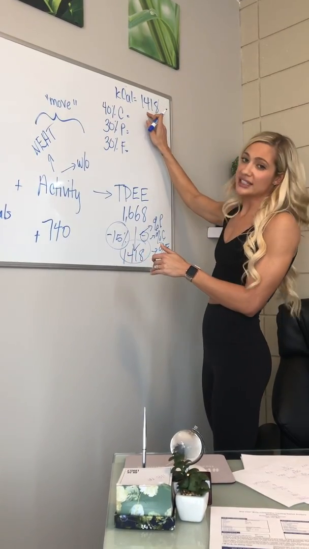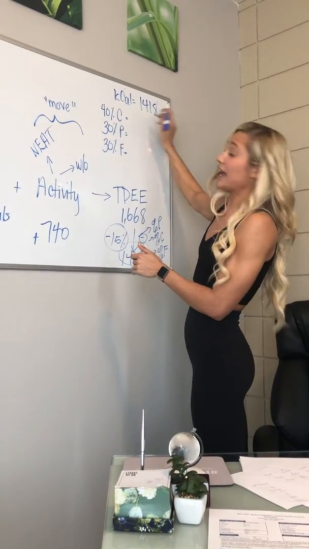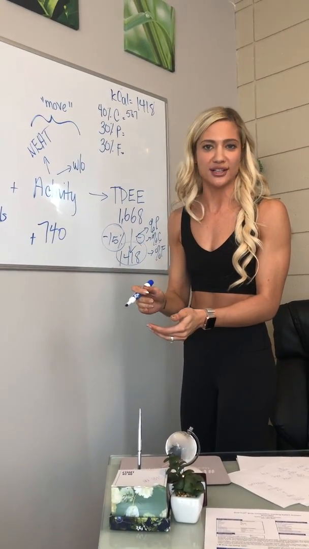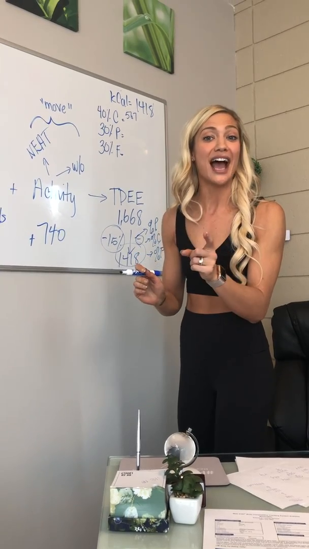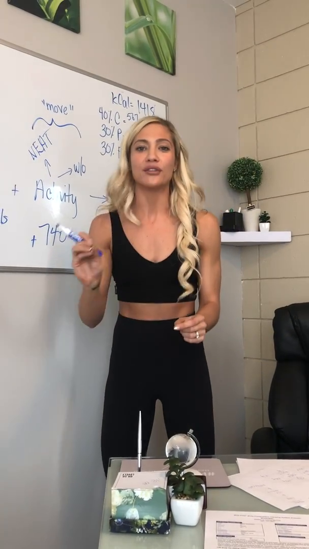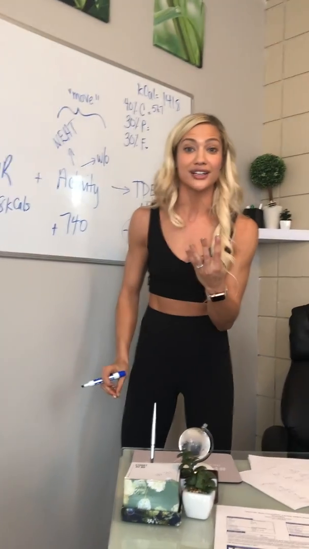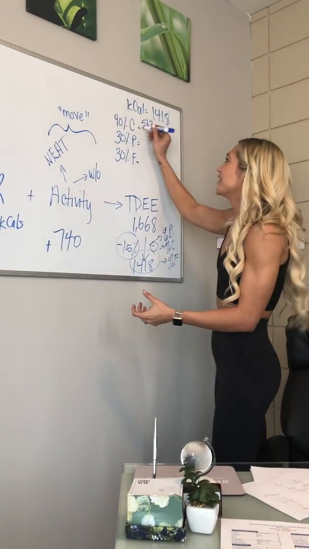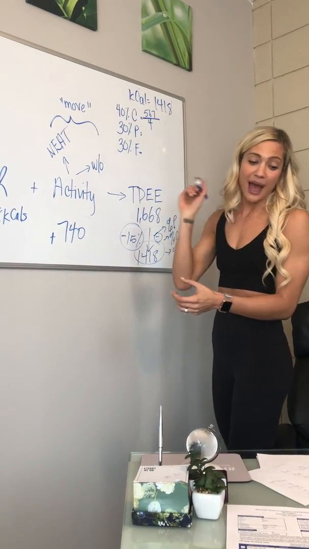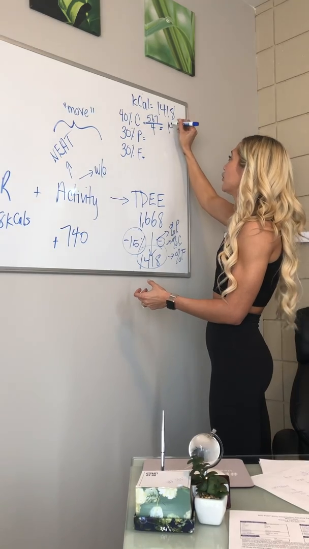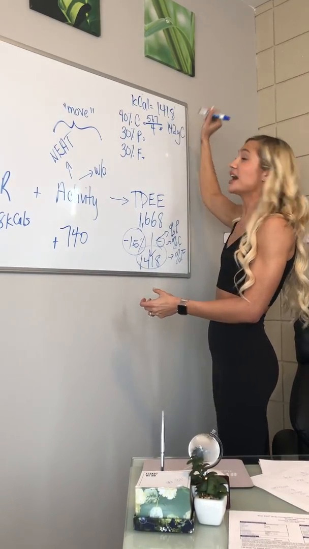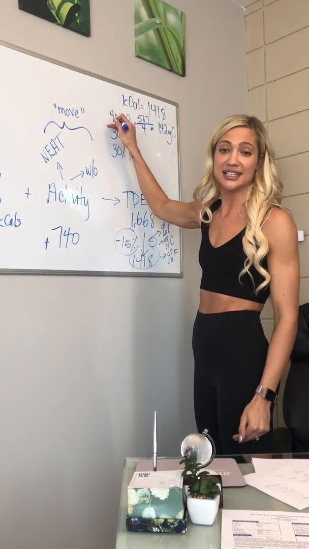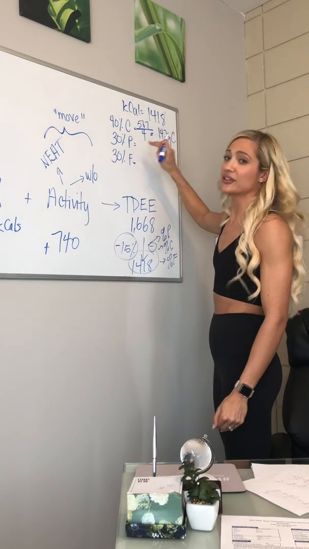40% of 1418 means that she's going to get 567 calories per day from carbohydrates. Calories, not grams, calories. But every gram of carbohydrate has 4 calories. So if she wants her macros in grams, which she does, then I have to divide this number by 4. That means Justine should eat 142 grams of carbohydrates every single day to maintain her 15% deficit and keep her macros consistent.